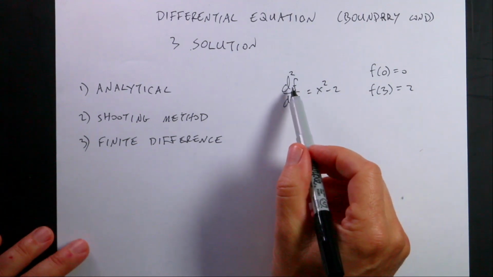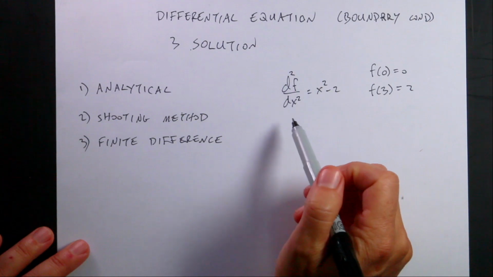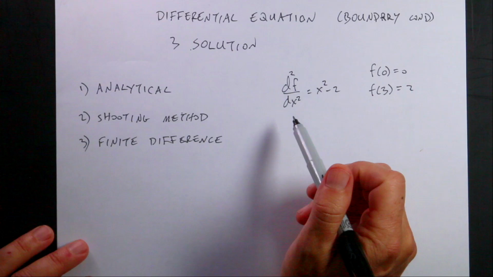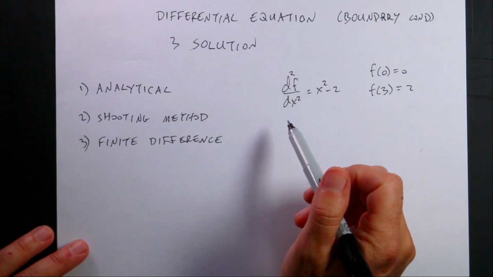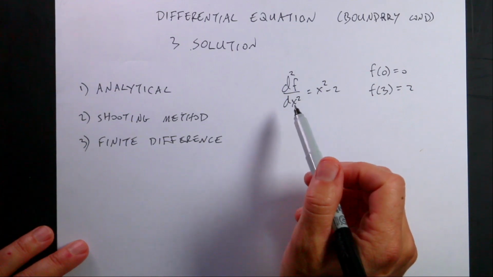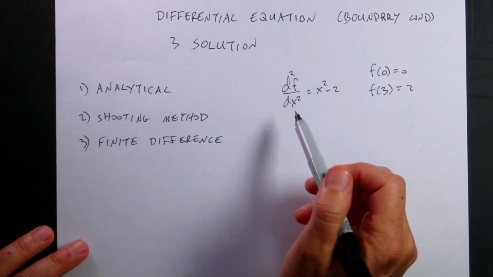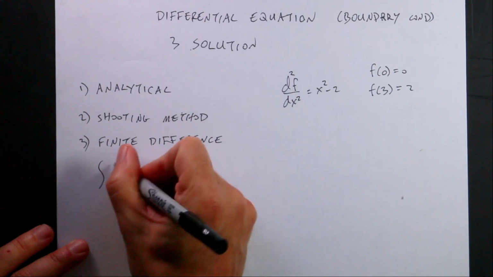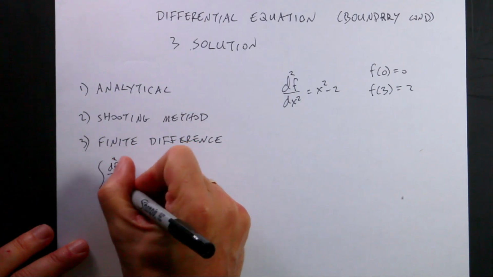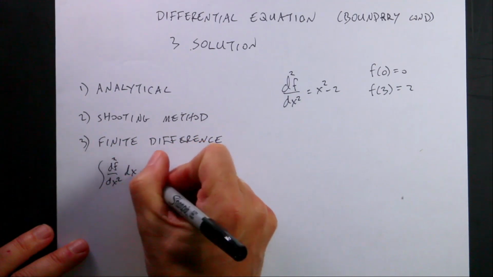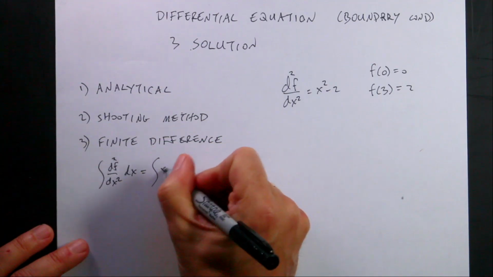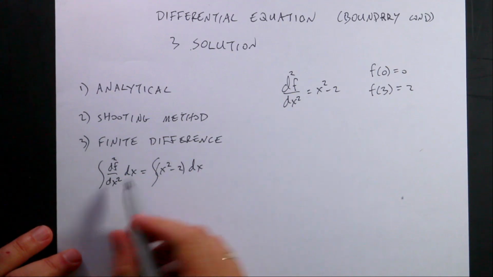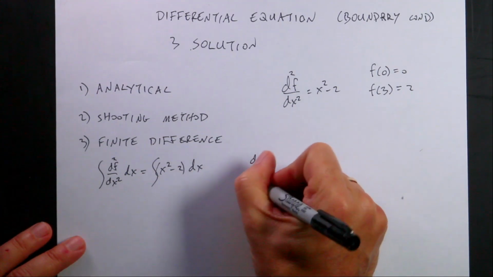Well, the first thing we can do is, if we think about a derivative, in calculus, one of the coolest things is that the integral is an antiderivative. So if I integrate both sides with respect to dx, I can undo one of the derivatives. So let's do that. The integral of d²f/dx² dx is going to be the integral of x squared minus 2 dx. So this is just going to be the first derivative.